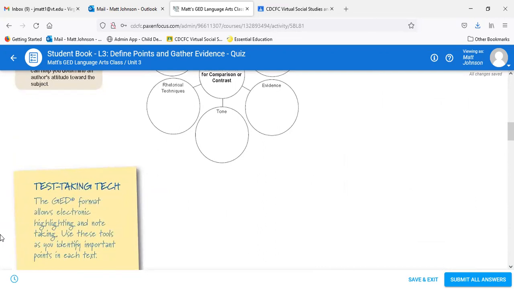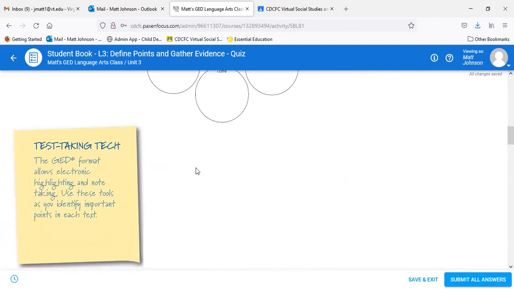The GED format allows electronic highlighting. I think I mentioned this. You will be able to take notes and highlight things, which could be a big help for you as you're writing. And of course, you're doing this online too. So if you want to have pen and paper next to you, you can also do that.